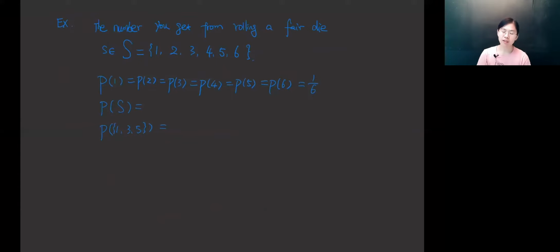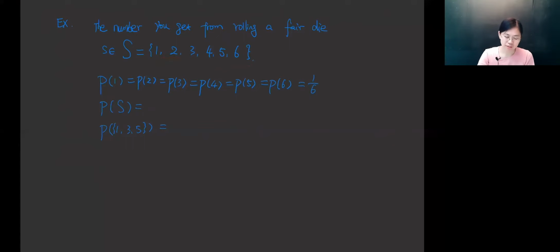To give you a very simple example of a probability measure, consider the experiment where you roll a fair die. Remember that the fair die has 6 faces. On each face, there is a number. So the sample space is the set of the 6 numbers, 1, 2, 3, 4, 5, and 6.